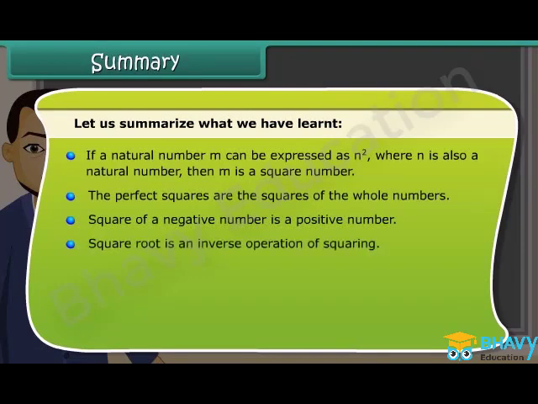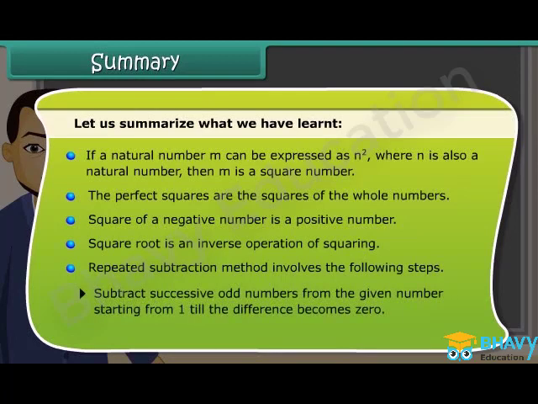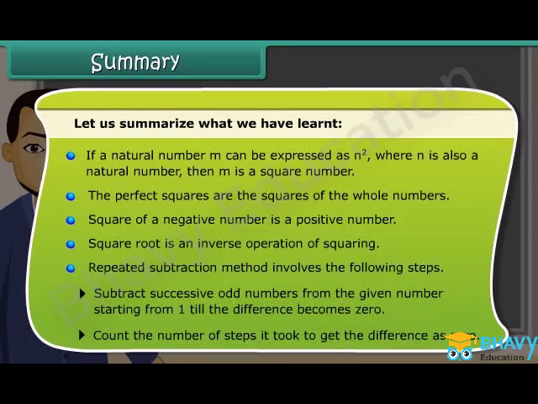Square root is an inverse operation of squaring. Repeated subtraction method involves the following steps. Subtract successive odd numbers from the given number starting from 1 till the difference becomes 0. Count the number of steps it took to get the difference as 0.